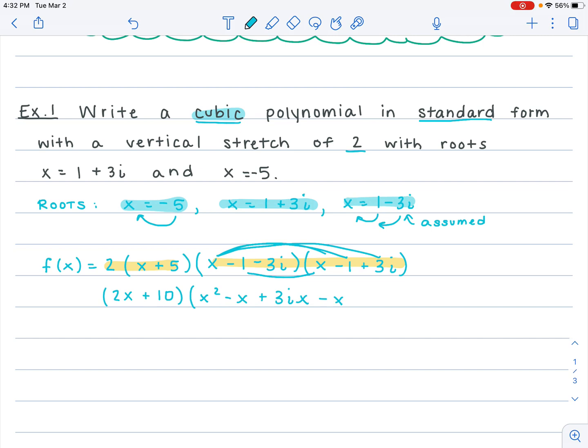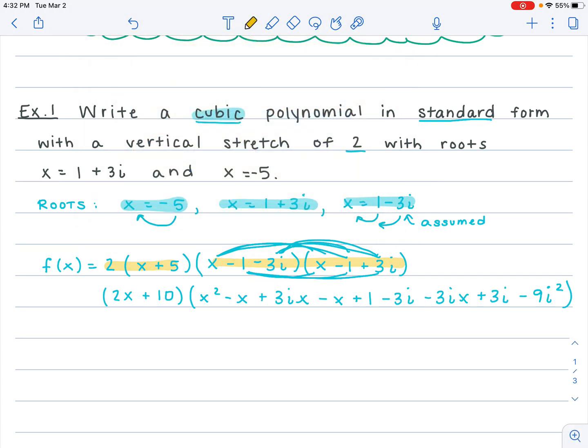All right, negative 1 times x is negative x. Negative 1 times negative 1 is positive 1. Negative 1 times 3i is negative 3i. And finally, negative 3i times x is negative 3ix. Negative 3i times negative 1 is positive 3i. Negative 3i times positive 3i would be negative 9i squared. Whew, that's a lot there.